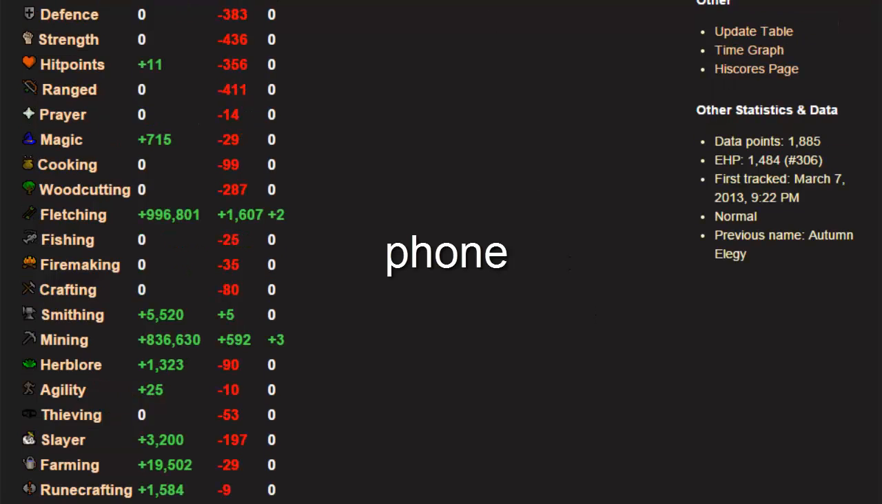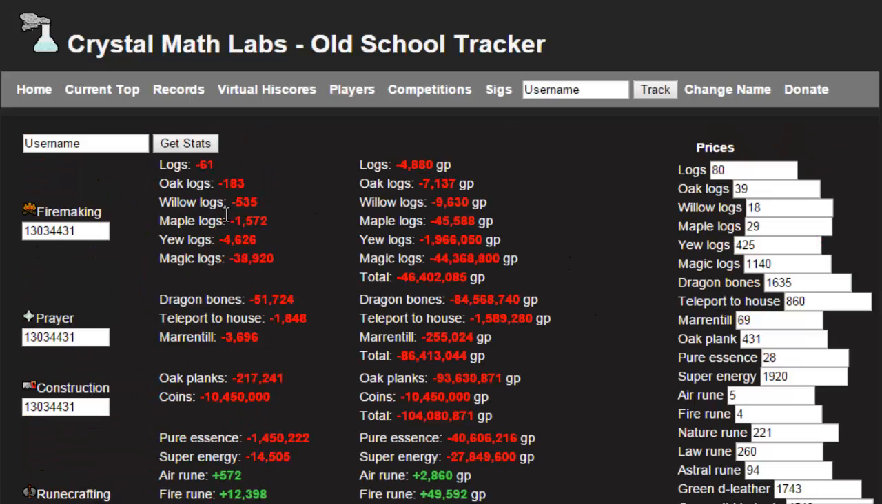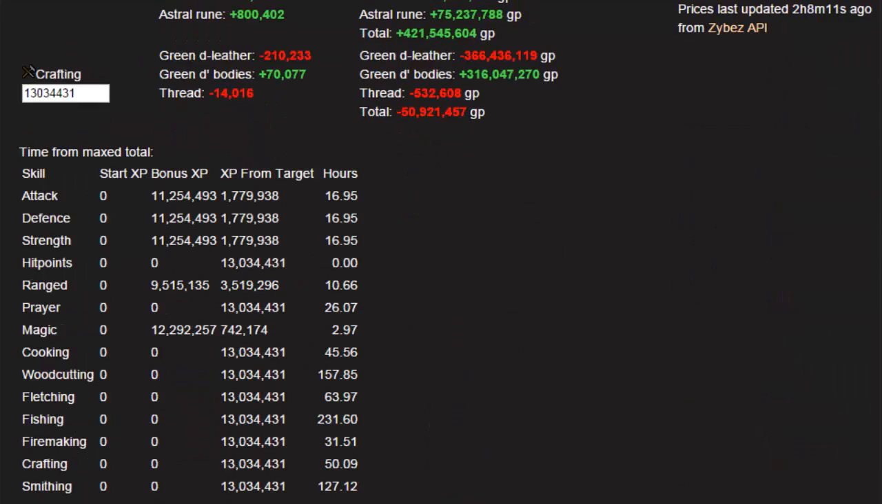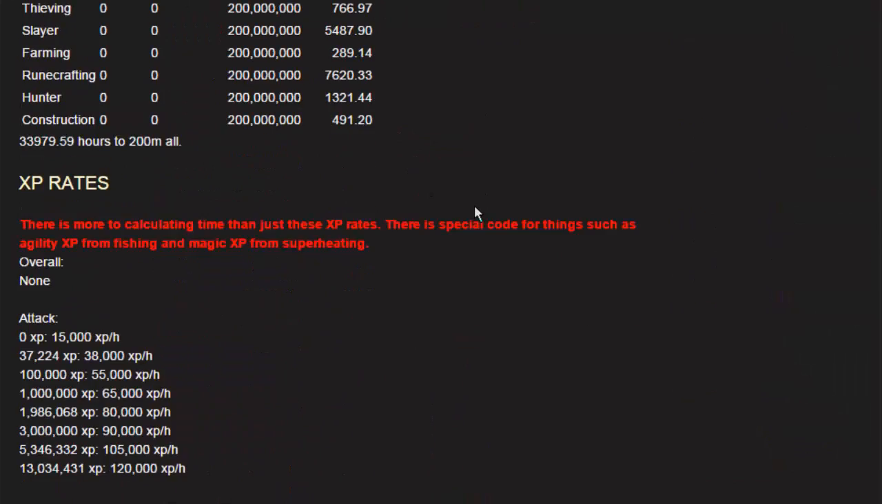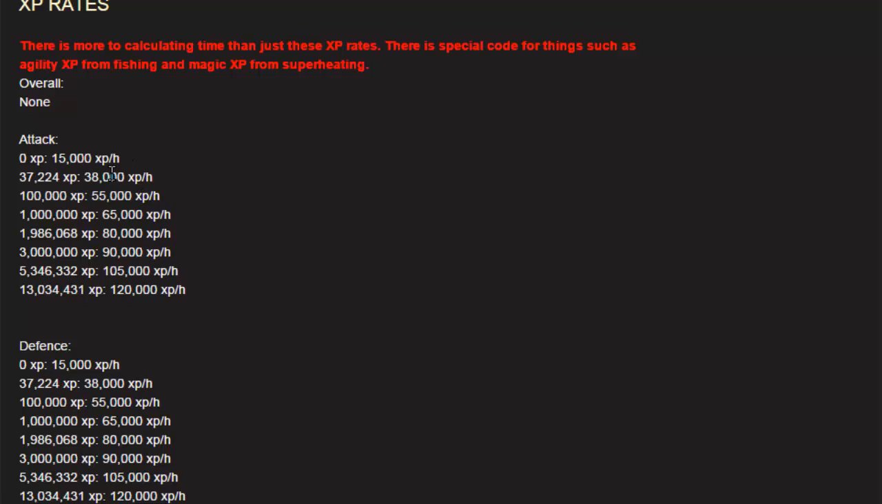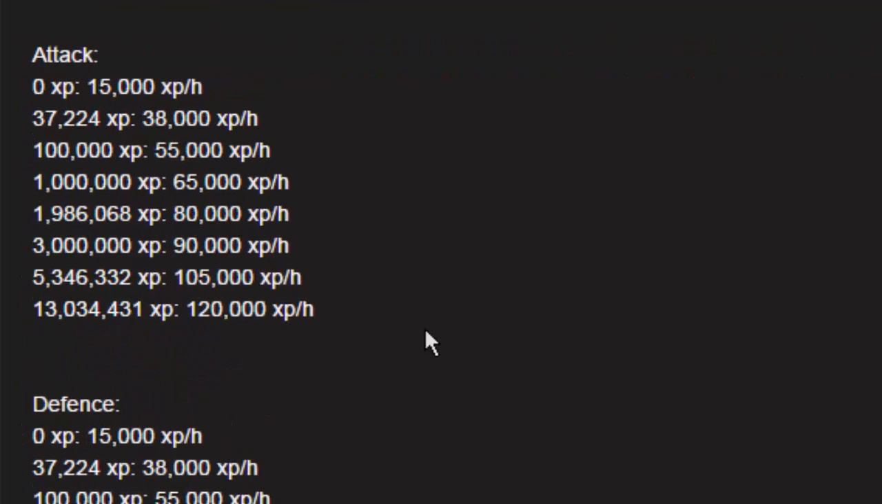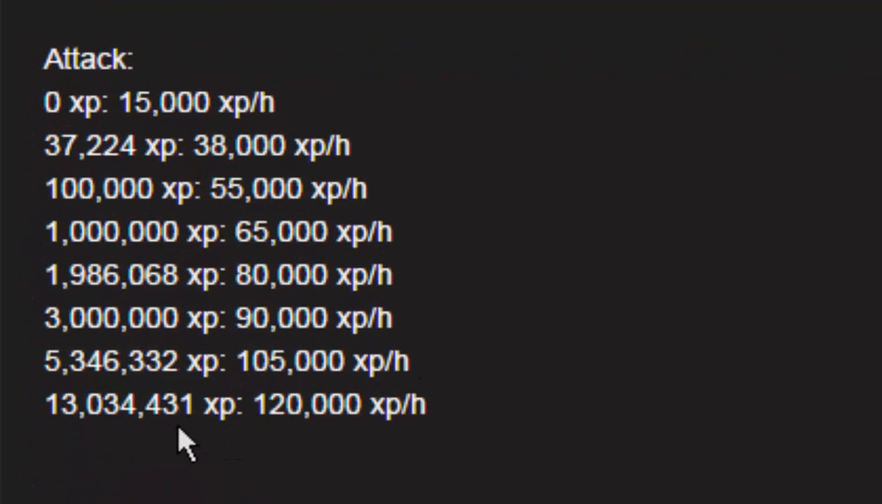I'll quickly show you guys, if I go over to this page right here. This is the page where it shows how they calculate EHP. If you go through all of these, this is just the XP rates that they assume for EHP. So the way it works is, say you have 99 attack, that's 13,034,431 XP. That means you have 99 attack.